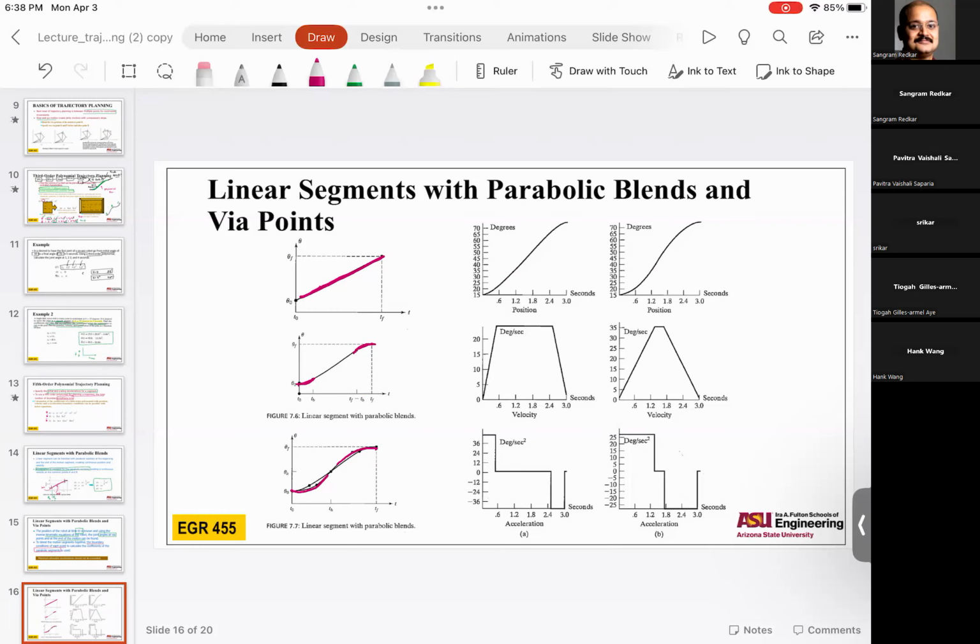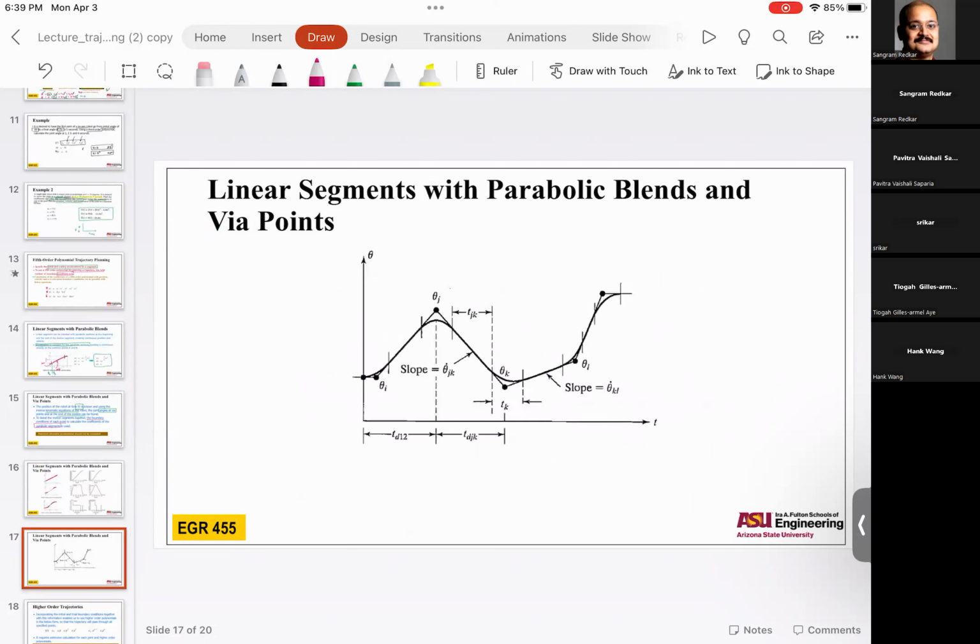In some cases, you want to be careful that the velocities before and after match. In some cases they may not match, but at that time you want to be careful that the variation is not too much, otherwise you will see jerks. And that is very important. If you have observed 3D printers, you will notice that as they print complex geometry, you see some type of vibration or jerky motion. That jerky motion, if not controlled, will affect the quality of the 3D printed part. So you want to be extremely careful when you are using trajectory planning, linear segments, parabolic blends, and via points.